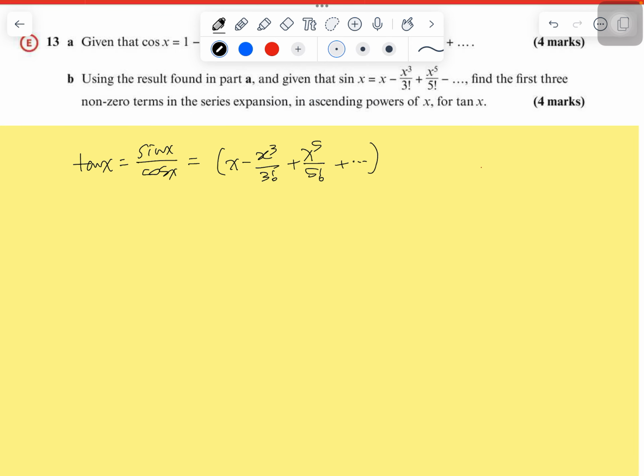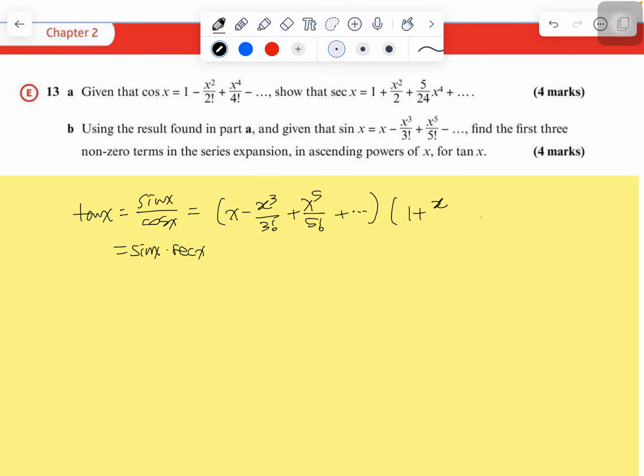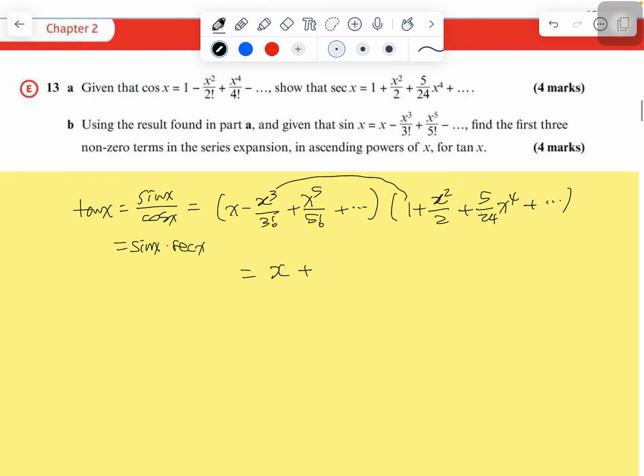So now we know sine of x, and instead of dividing by cos x, one over cos x is secant of x. So here secant of x is 1 plus x squared over 2 plus 5 over 24 x to the power of 4 plus blah blah blah. For the first three non-zero terms: there is no constant term in this expansion, so we start with the x term. We don't have x squared. Now we have x to the power of 3.